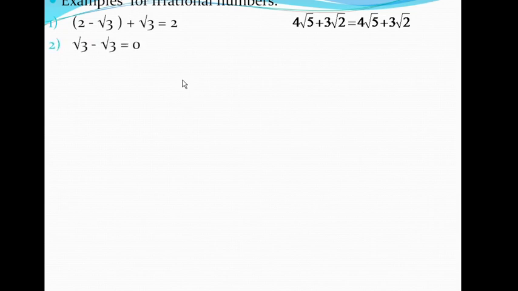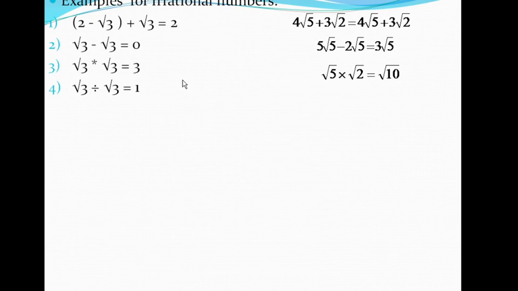Here comes subtraction, then multiplication, and then division. I hope I have made clear the concept that when the four mathematical operations, addition, subtraction, multiplication and division, are applied between two rational numbers, the result is always rational, and in the case of irrational numbers, the result may be a rational or irrational number.